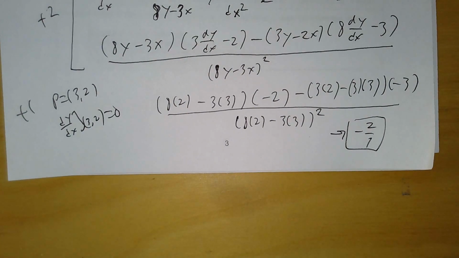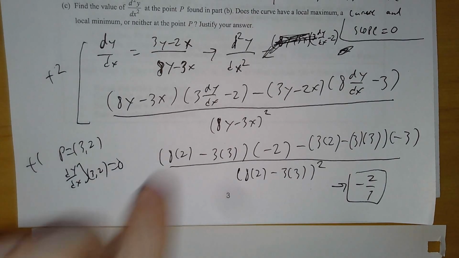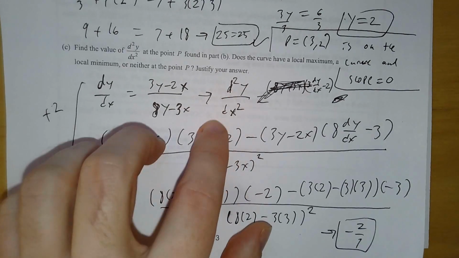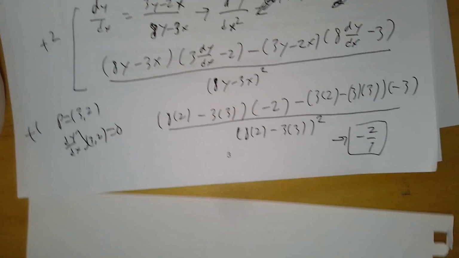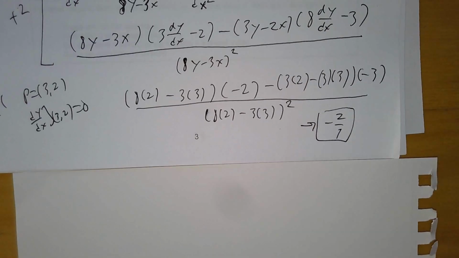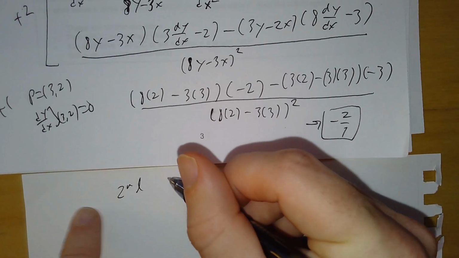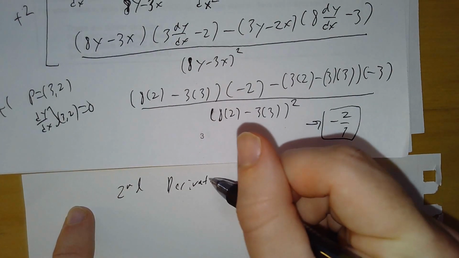So the last part's asking, does the curve have a local max, min, or neither at point P? And this is actually a review of something from last test that I very briefly covered. People didn't really get it. This is called the second derivative test. I'm going to review it now.